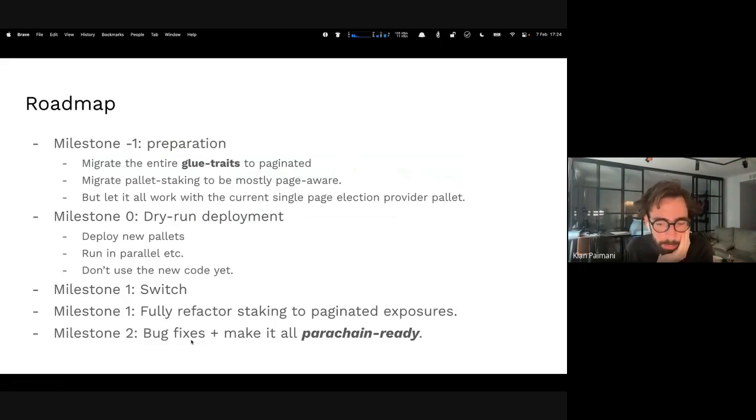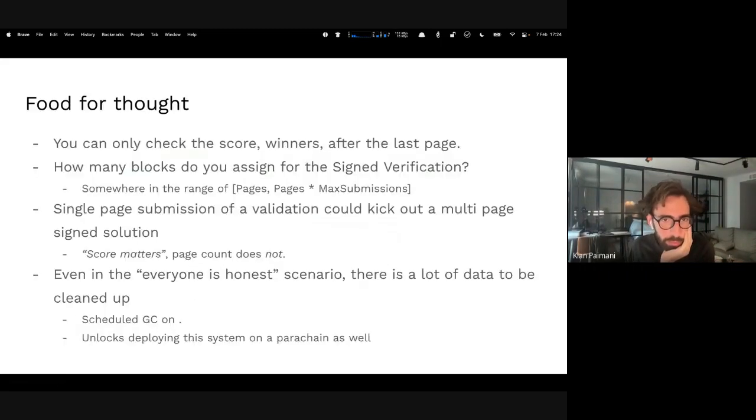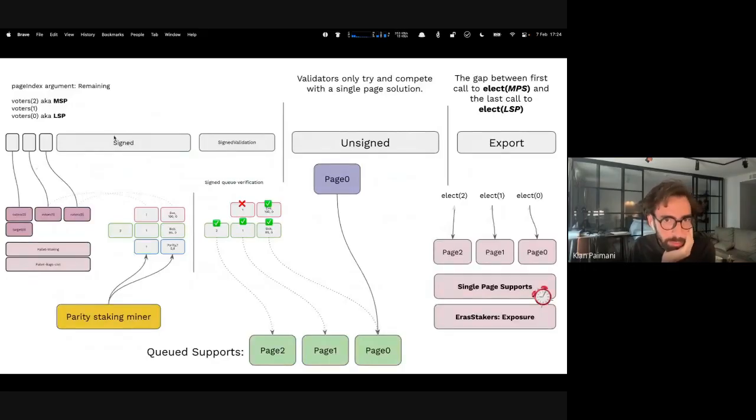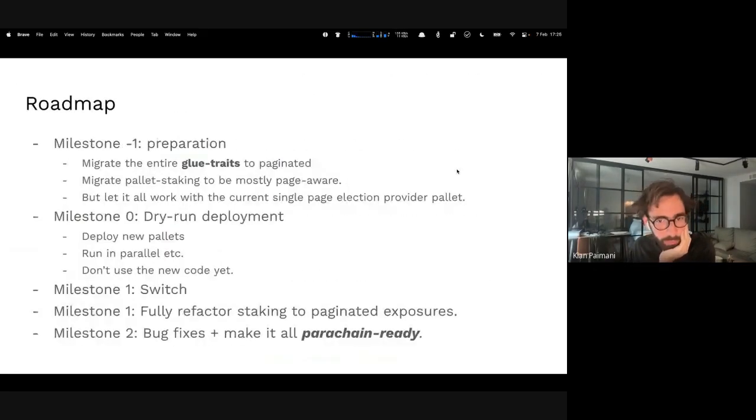And finally, this solution is deployable on a relay chain, of course. It's pretty suitable, but it's really valuable for a parachain, which is already on the roadmap of Parity to develop, ideally this year, if not as soon as possible, like a dedicated staking/election parachain or something like that.